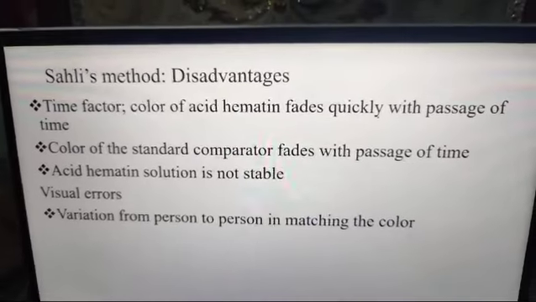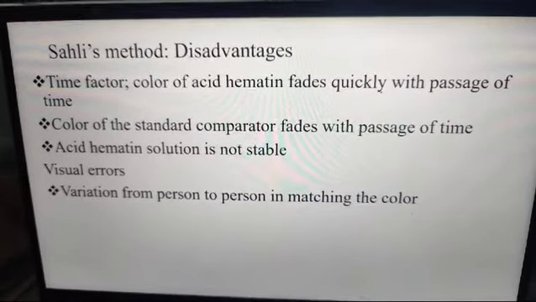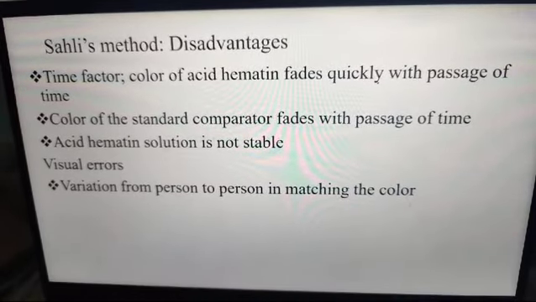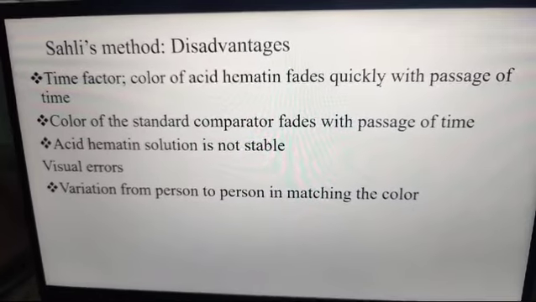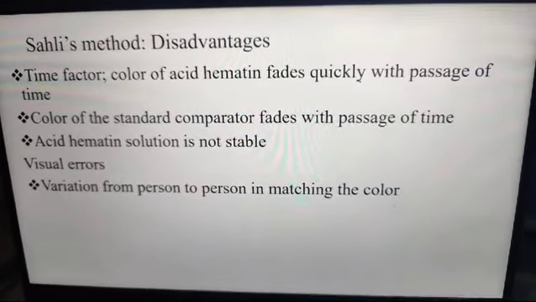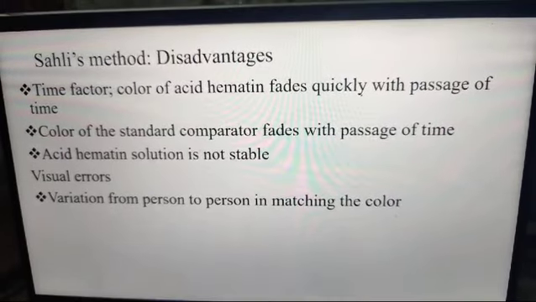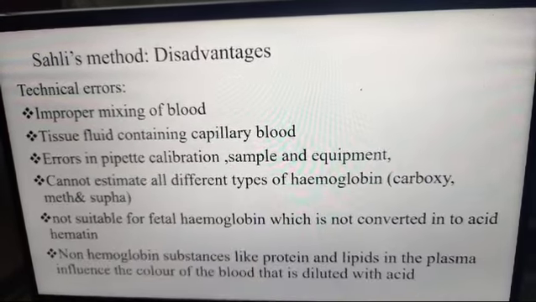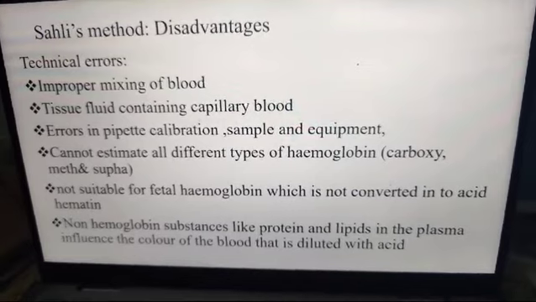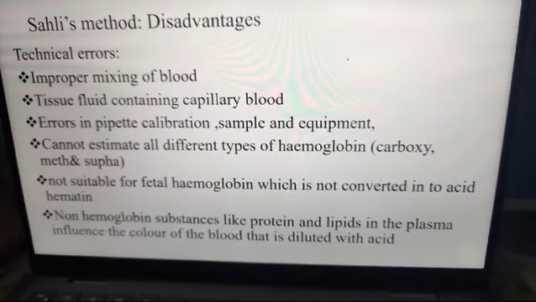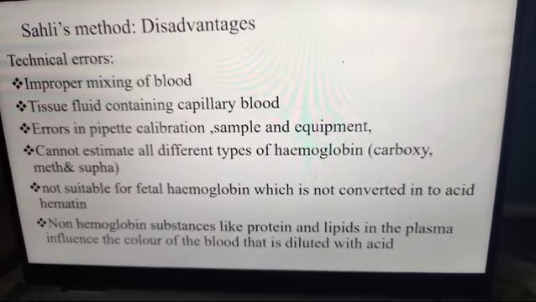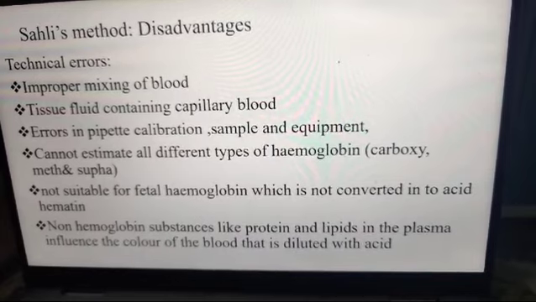Coming to the disadvantages, which will be asked, time factor is the main thing. The color of the acid hematin fades quickly with the passage of time. Color of the comparator rods also fades with time. Acid hematin solution is not stable and visual errors are also present, as visual errors vary from person to person in matching of the color. Technical errors are also very important: improper mixing, errors in calibration. All the types of hemoglobin can't be estimated, not suitable for fetal hemoglobin. And the non-hemoglobin substances like protein and lipids also influence the color.